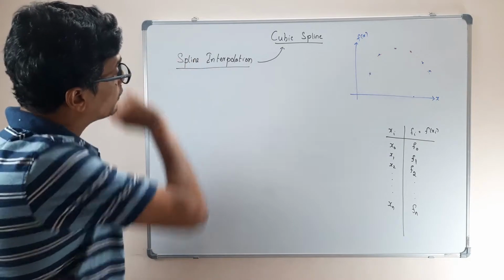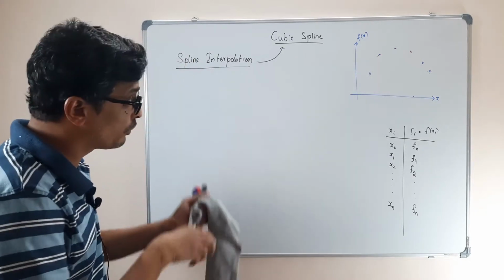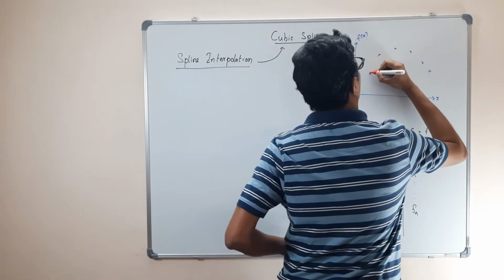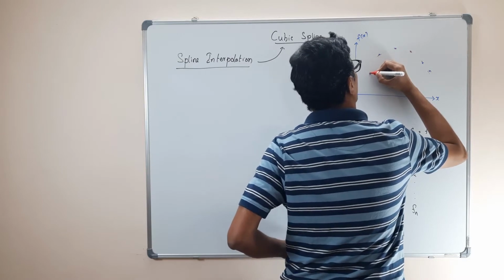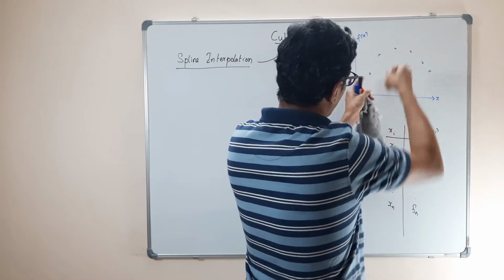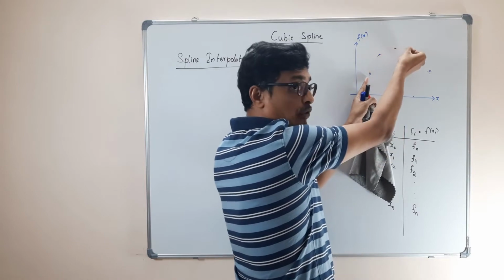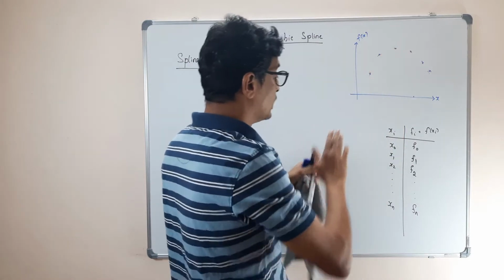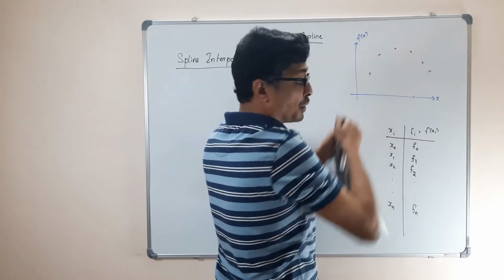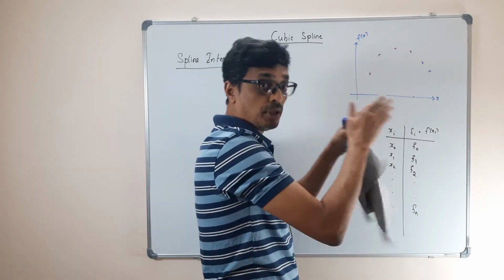So what do we do in a cubic spline? We take this flexible strip, give it a curvature, and then join the points. In a cubic spline, the function which you are using to join the points is made such that it is continuous up to its second derivative.